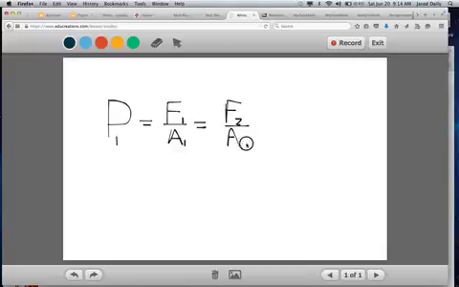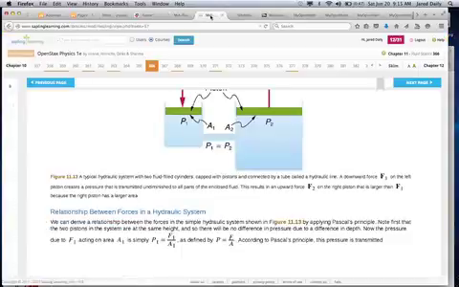The problem is that area 2 is huge compared to area 1, so it's this big A instead of a little a. In order to make these two things equal, we have to have a big force to make up for it. It's kind of funny. So little force over little area equals big force over big area. Well, now how can we take advantage of that? How can we make use of that in the real world?